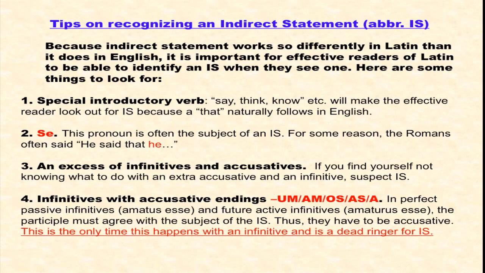If you find yourself translating along and you can't figure out why there are two infinitives here, or why there are extra accusatives here, again, we want to get used to the idea that that's the aha moment where you have to think about indirect statement. And number 4 here, we talked about the infinitives with accusative endings, the ones that have the participles, perfect passive or future active. Anytime they have an accusative ending, os, as, or a, that's a dead ringer for an indirect statement. Big clue for you right there.